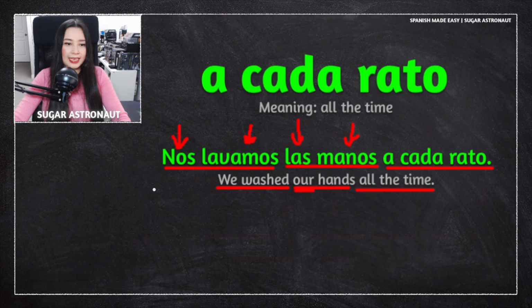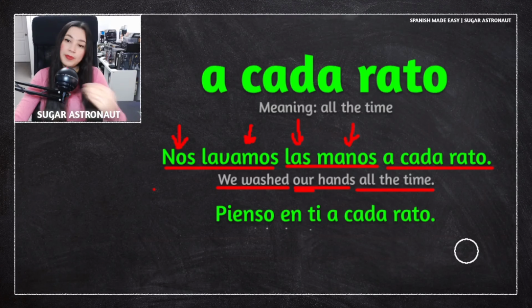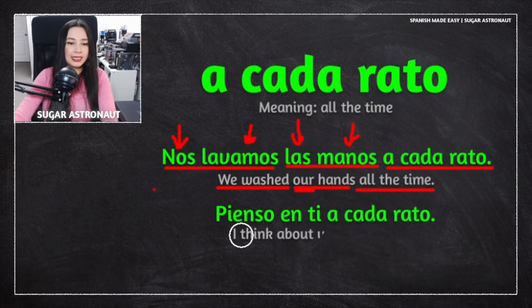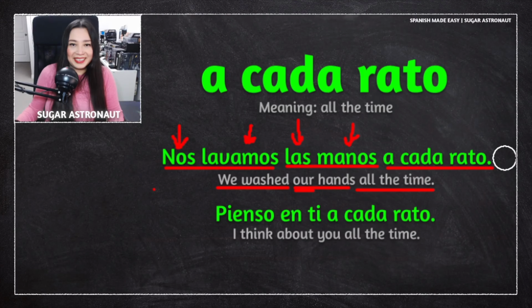Okay, excellent. Now let's look at another example using this phrase. Pienso en ti a cada rato. This means I think about you all the time. So this is more like a romantic sentence. And it happens, of course. This is a common thing.